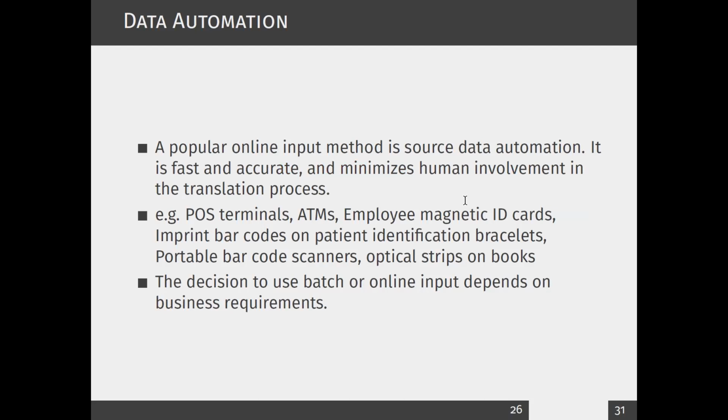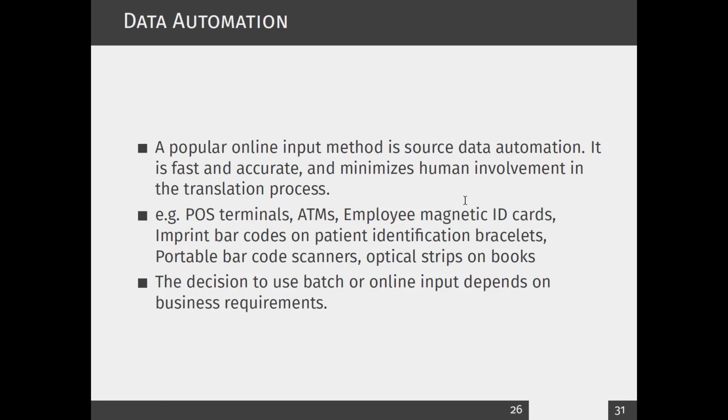Then you have data automation. Most of the time we try to automate. Most of the time we are trying to minimize user involvement. For example, point-of-sale terminals in grocery stores, when you present a barcode, almost everything comes from the system. ATMs, again, when you present your ATM card and PIN, then everything else is automated.